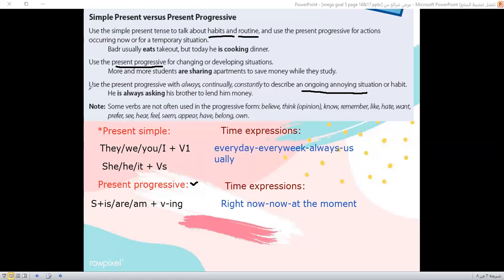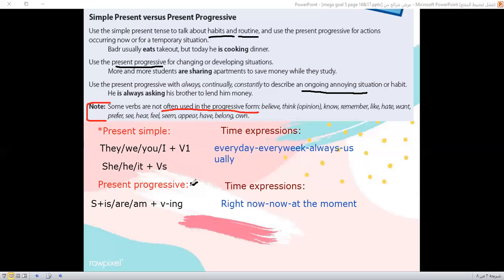Pay attention here in this note. It tells you that some verbs are not often used in the progressive form. I cannot use them in the progressive form. Like what? Believe, think, know, remember, like, hate, want, see, hear, feel. All of those verbs, I cannot use them in the present progressive with ing.